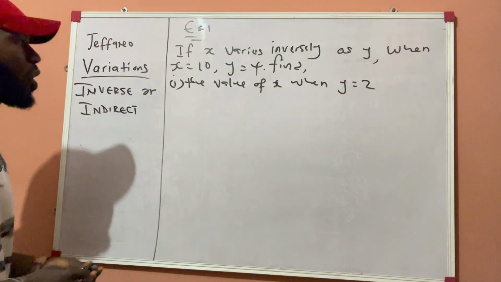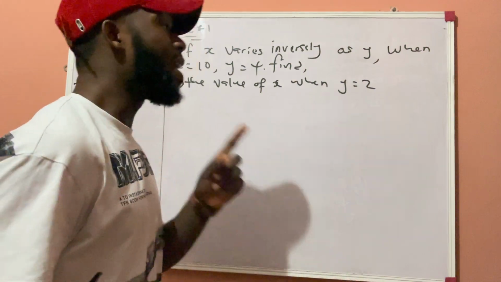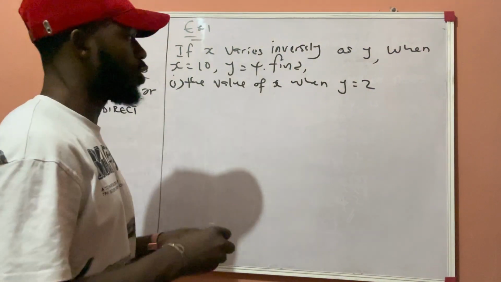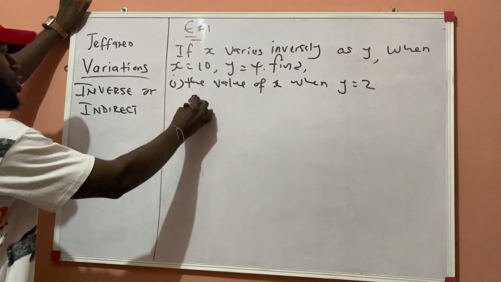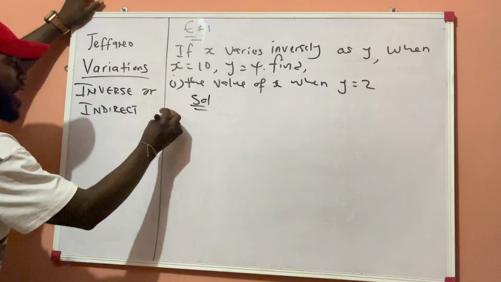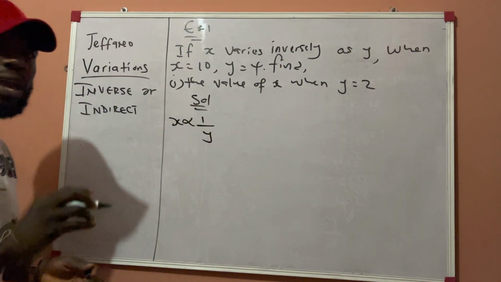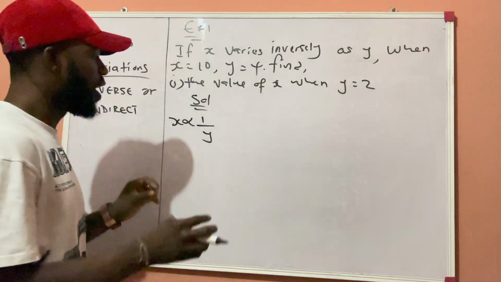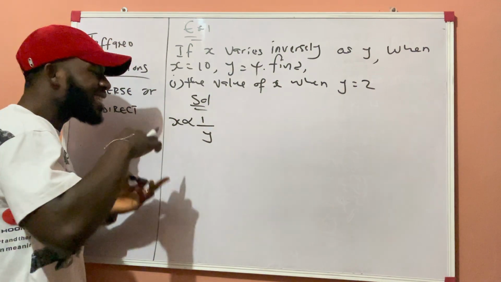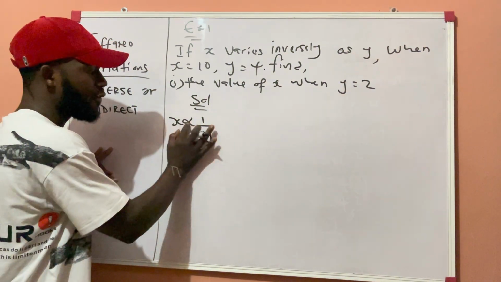Now, let us take a look at this question. You will notice that it is different from our last video, which was a direct variation question. Now, this is an inverse variation question. How do we go about it? Solution. Bringing back the question again, x varies inversely as y. When you say inversely, it becomes 1 over the variable that is varying it. But if it was direct variation, the y would be on top: x varies directly as y.